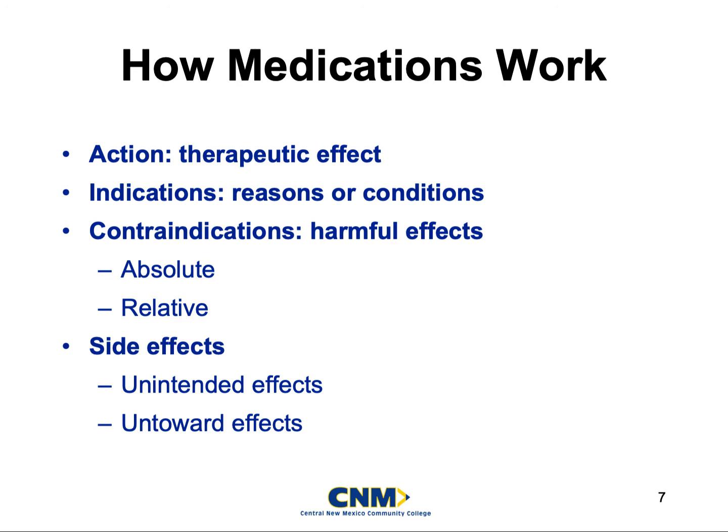A relative contraindication is basically where we weigh the risk and benefits of the contraindication for our patient in their time of need before we actually give the medication. Side effects are completely different than contraindications. Okay? Side effects are any unintended or untoward effects.